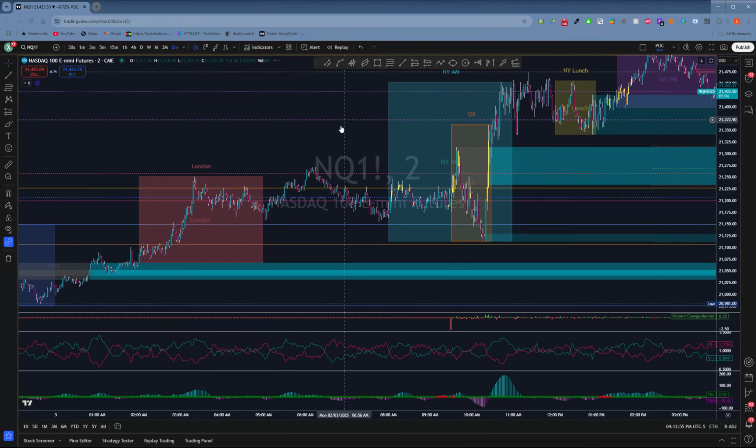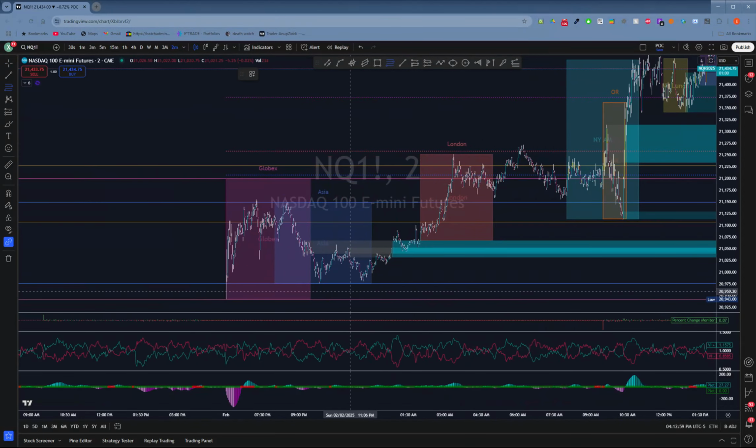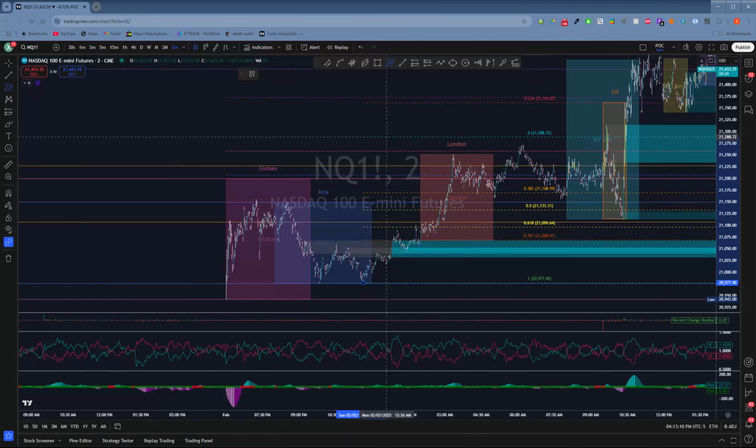So in a normal fib, if I'm drawing from a low to a high, you'll see the 707, 618 and the 236. So the 707 is the stop in this case, and the 236 is basically the take profit. So those are the fib ranges that I use here.